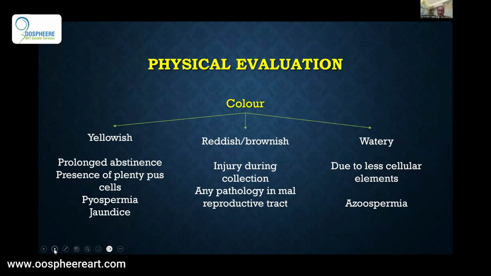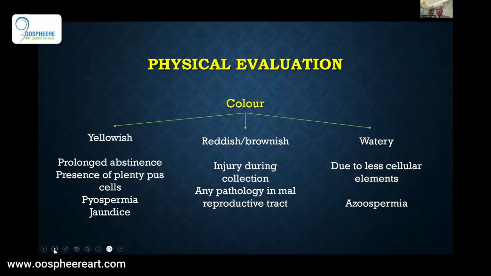Now color. Color is a little non-specific thing, but yes, you can take help of it. If it is yellowish, there is a possibility of prolonged abstinence, presence of plenty of pus cells, pyospermia, that is infection, or maybe jaundice. If it is reddish and brownish, it is possibly some bleeding which has contaminated the semen, and it might be because of injury during collection or any pathology in the male reproductive tract.